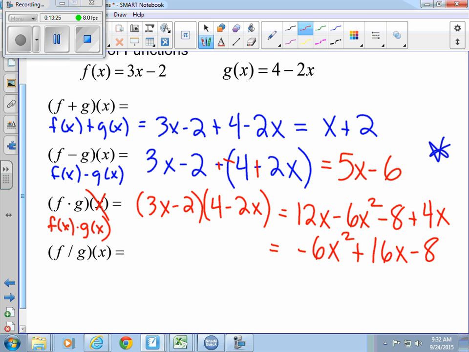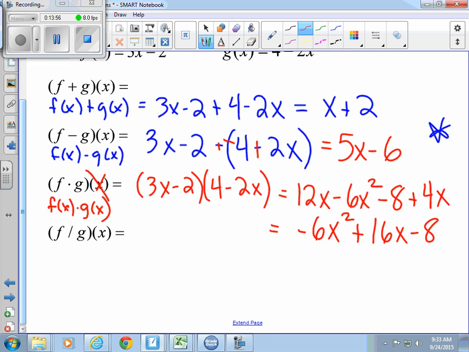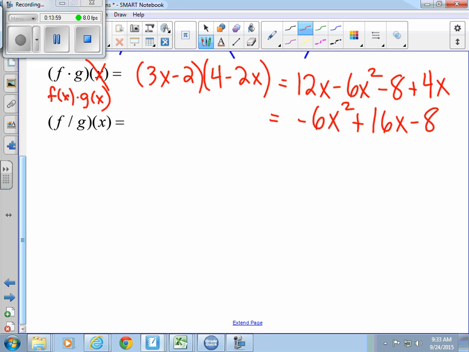Something else I want to mention on this. This has asked me to find f times g of x. It has not asked me to solve it. So, do I need to do any more work? I don't need to factor. I don't need to find x. In fact, I would be wrong if I did, because it just told me to find f times g of x. I simplify it by combining like terms, but that's all. The reason we would factor is to solve, and it doesn't have to.